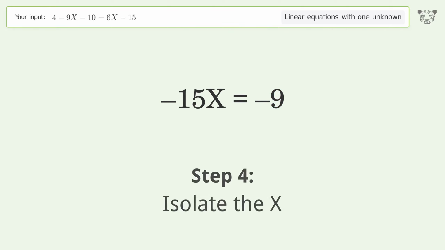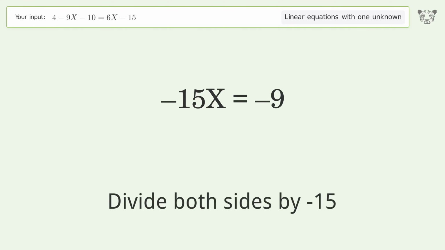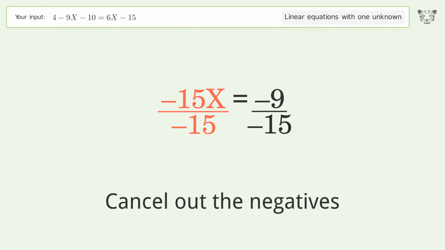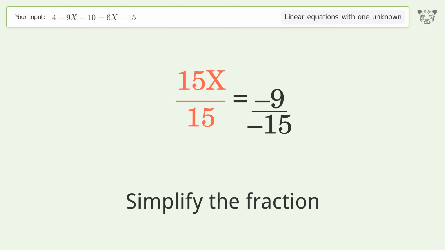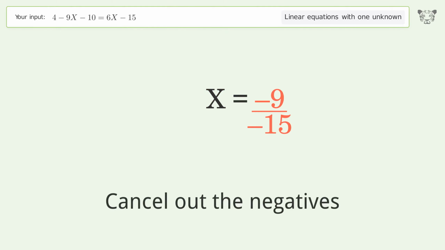Isolate the x. Divide both sides by -15. Cancel out the negatives. Simplify the fraction. Cancel out the negatives.